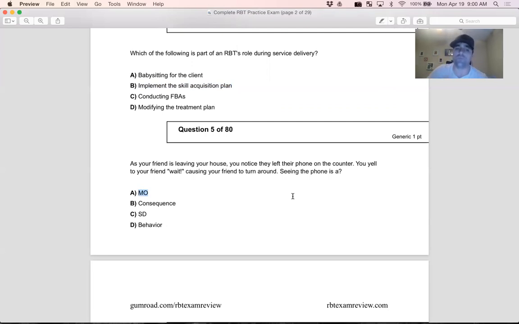Is seeing the phone a consequence? Well, no, because it comes before yelling at your friend, right? You see the phone first, okay? Is it an SD? It's not an SD, okay, because the event was always there, right? You could have yelled wait, your friend would have turned around, they would have come back and seen you, okay, and the reinforcement was always there, okay, the consequence was always there. Not until you saw the phone was that more valuable, okay. That's the key, right? It might always be there, okay, but the MO alters your motivation to do it, okay.